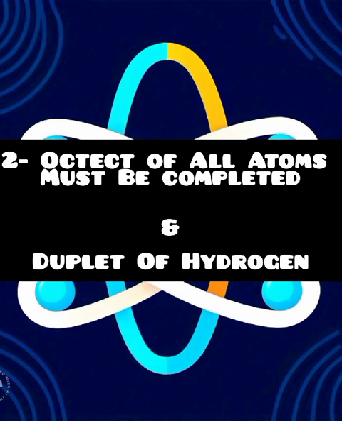Why do atoms form molecules? To complete their outermost shell. So after bonding, the octet of all the atoms must be completed, and the duplet of hydrogen.